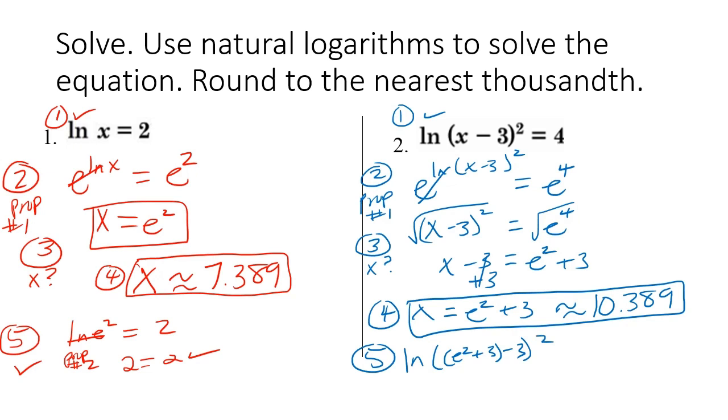I can clean this up myself. My 3's are going to cancel out, and I'm going to put the natural log of e squared, squared, which equals the natural log of e to the 4th. And the natural log, using property number 2, undoes the exponential, which makes it equal to 4, which is what I need it equal to. So yes, we did it correct.